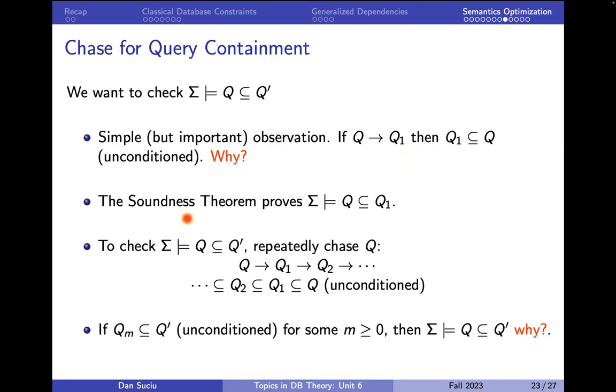What the soundness theorem gives us is the opposite containment. That was the hard part. And therefore, these two are equivalent. So how do we check containment under constraints? We want to check if Q is containing Q prime. We chase Q, which gives us a decreasing chain, an unconditioned decreasing chain. And at some point we might be lucky, and maybe one of these is actually contained unconditionally in Q prime. And then we are done. Then under the constraint sigma, we have Q containing Q prime.